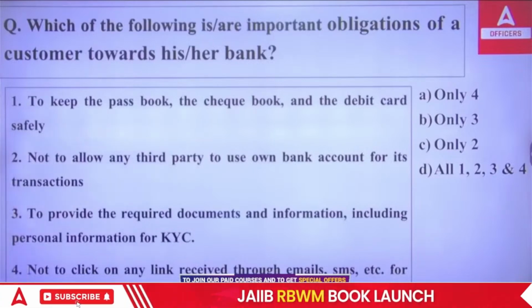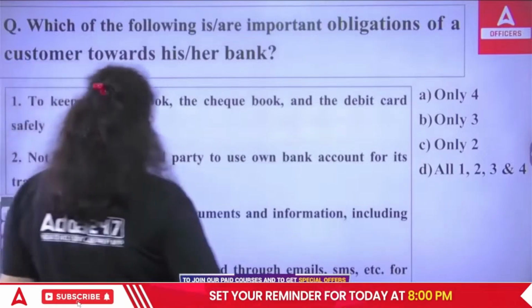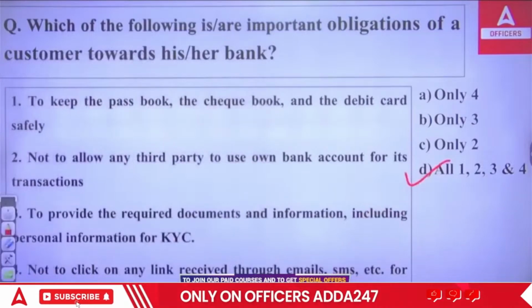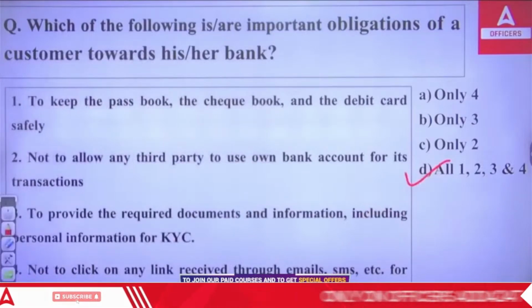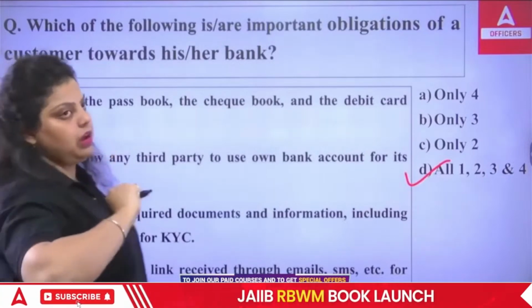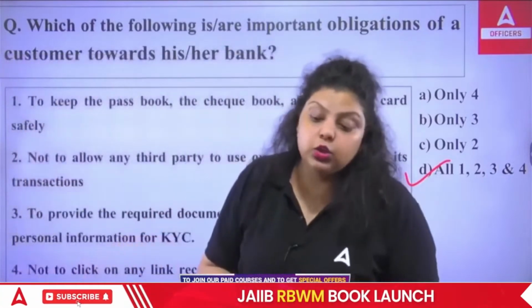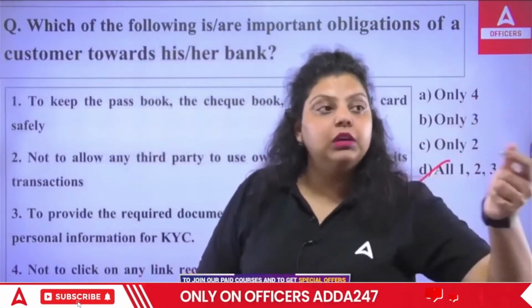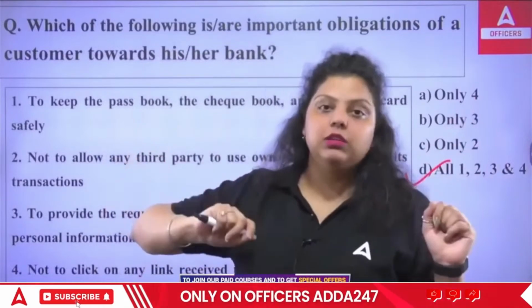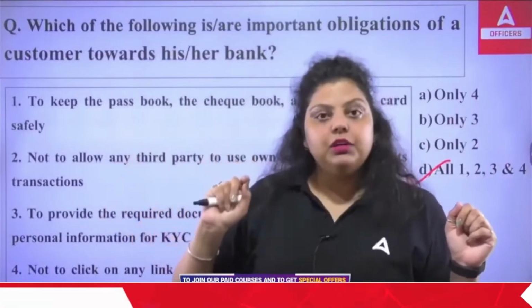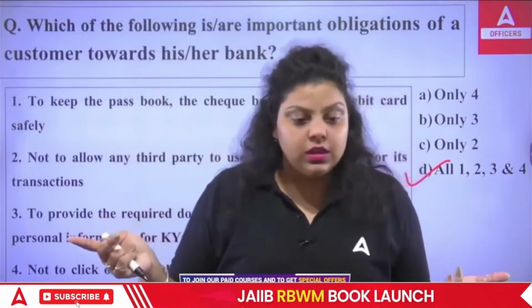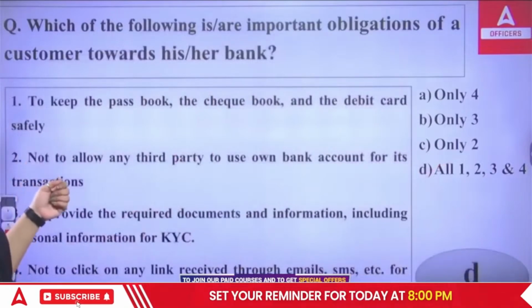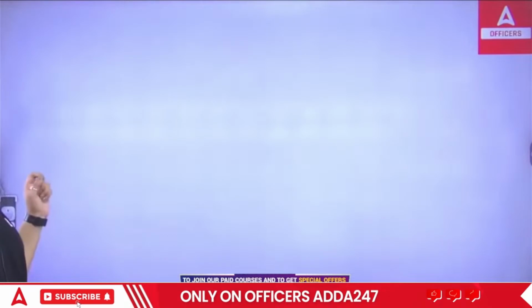Okay, so which of the following is correct? Actually, everything is correct. All are the correct statements regarding the customer's obligation towards the bank. It's not like every time there is a mistake from the side of the bank. A lot of people have got a UPI link saying you have won a reward of 5,000, click on this link to get the reward. People used to click on that, and as you click on that link, your UPI account will be empty. So this is the responsibility of the customer to follow these points. These are the obligations of the customer toward the bank.